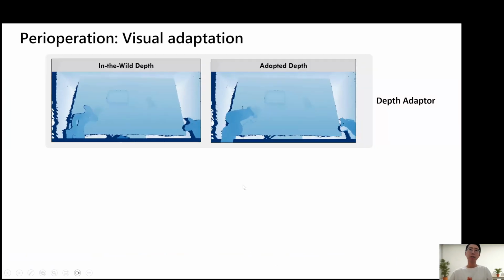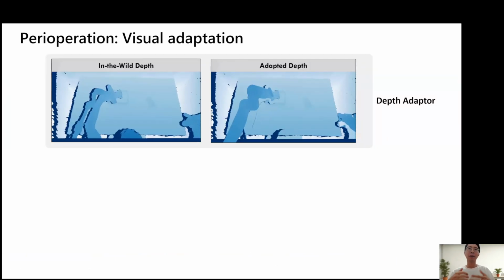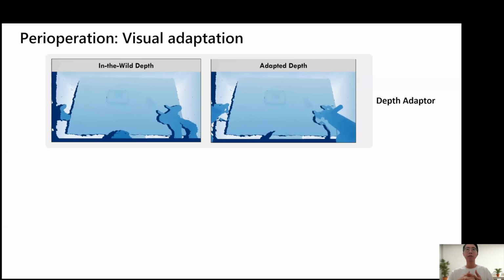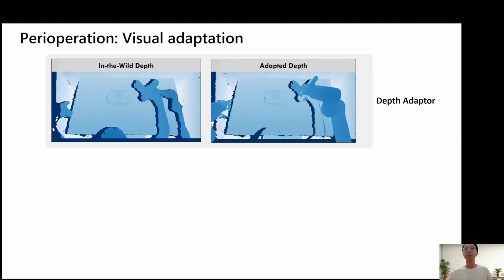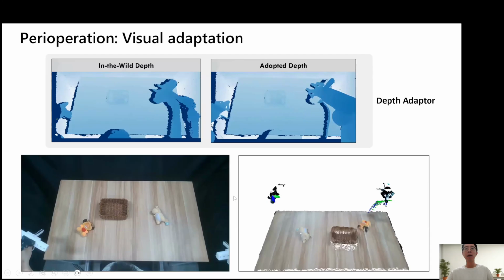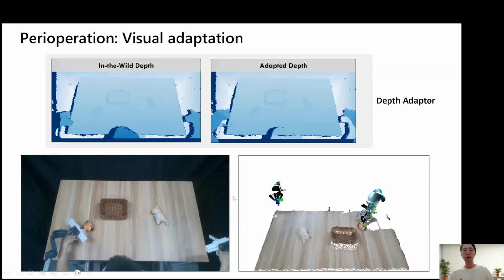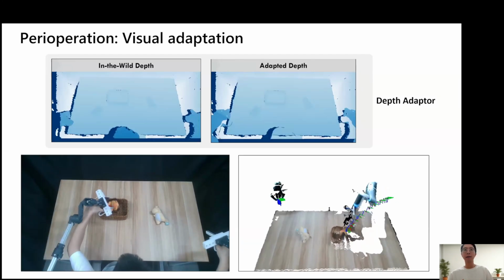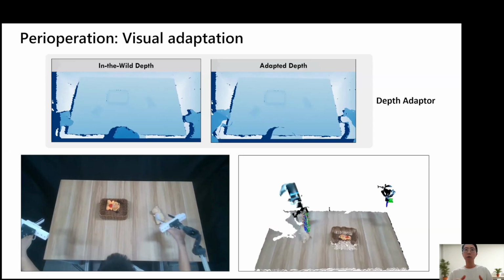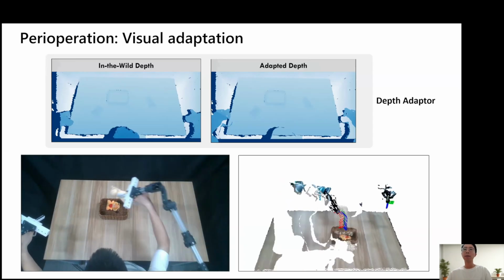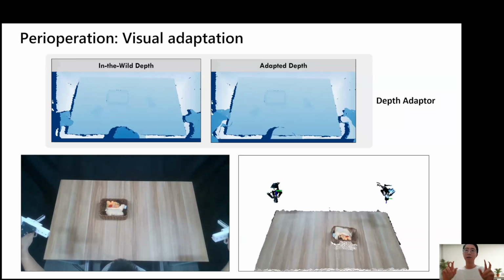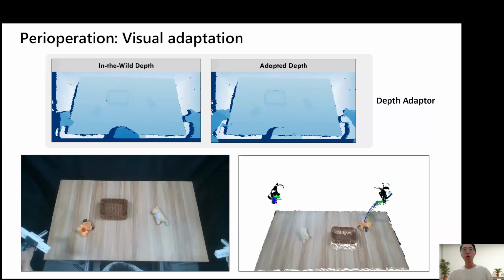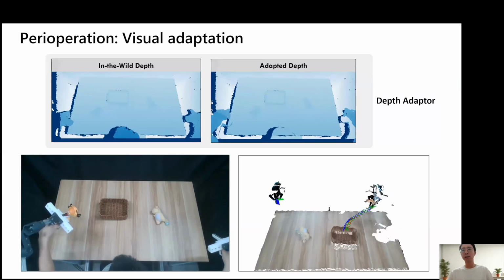And following a similar pipeline, we can also adapt the depths from the exoskeleton data to the robot data. And then by combining the adapted video data and depth data, we can generate, for example, some fake data that looks very vivid for exoskeleton collected data.